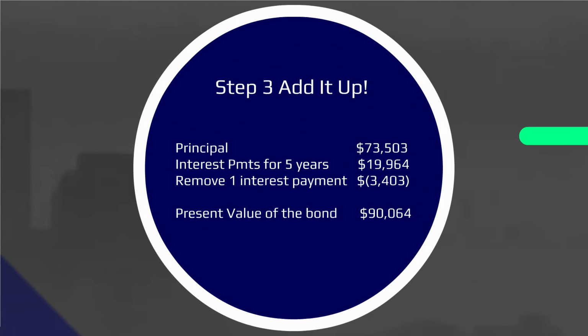So if we combine all of those pieces, we have the principal that we calculated for at t equals 1. We have interest payments for the entire bond life of 5 years, but we're going to remove the first one since we're being asked after that first payment, what is the remaining value? So we get a total of $90,064, which is the present value of the bond at t equals 1 after the first interest payment's made, and the answer to our question.